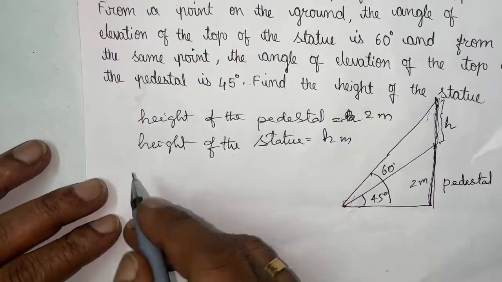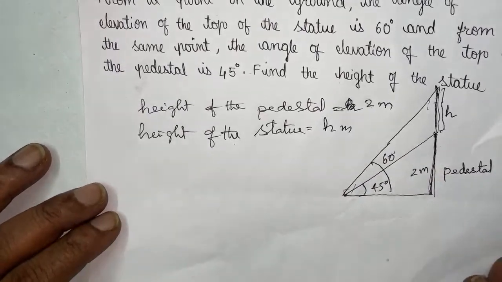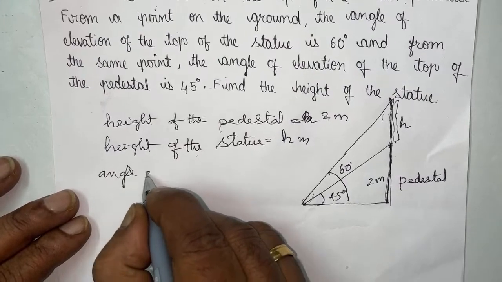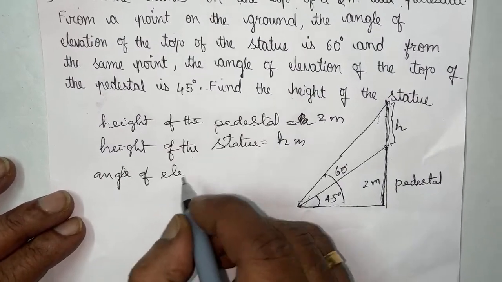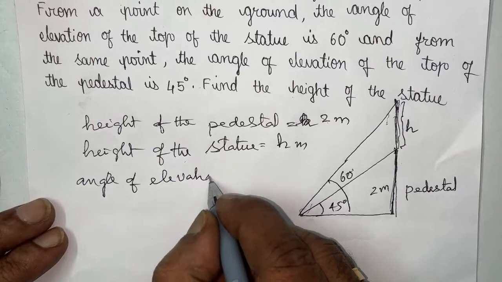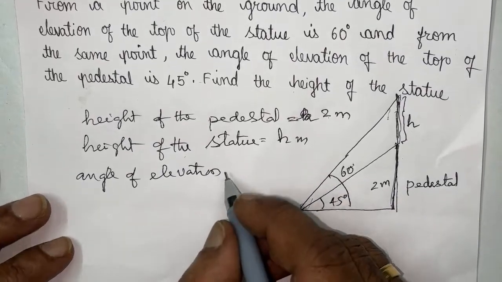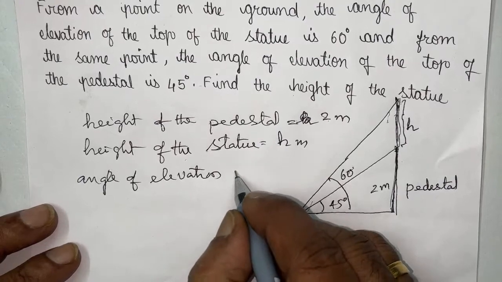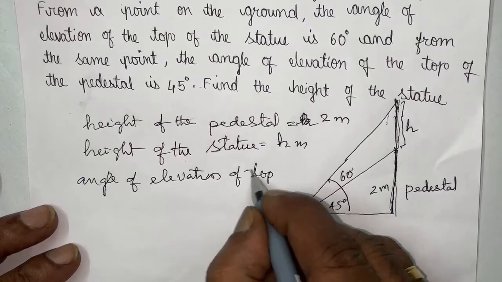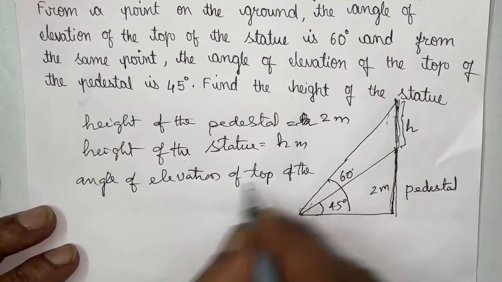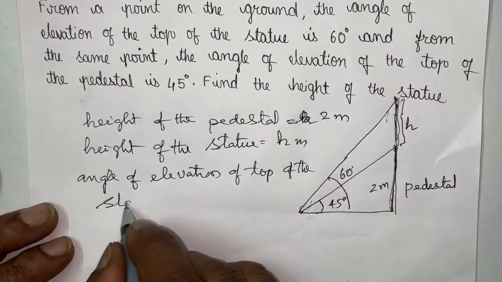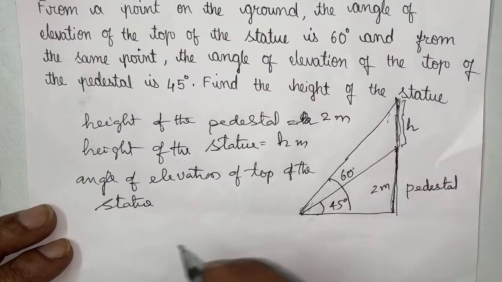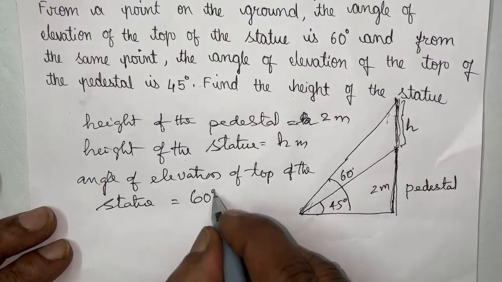Now, the angles of elevation. First I want to observe the top of the statue. What angle am I making here? The angle of elevation of the top of the statue is 60 degrees, so I will write 60 degrees.